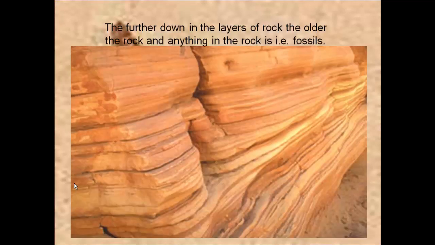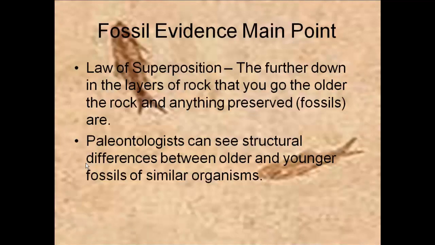Nice, beautiful layer of some rock strata. Picture, I should say. All right, so the main point, law of superposition. The further down in the layers of the rock that you go, the older the rock and anything preserved are. So paleontologists can see structural differences between older and younger fossils of similar organisms. That's what I was saying before. Okay? You can see a timeline of the change in these species based on their fossils. And there are numerous examples of this.